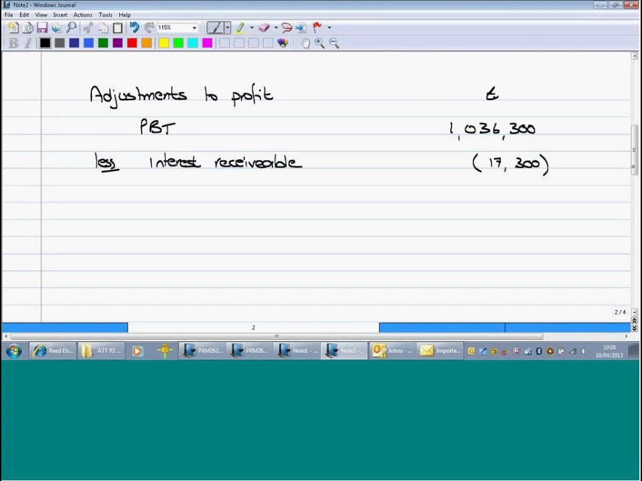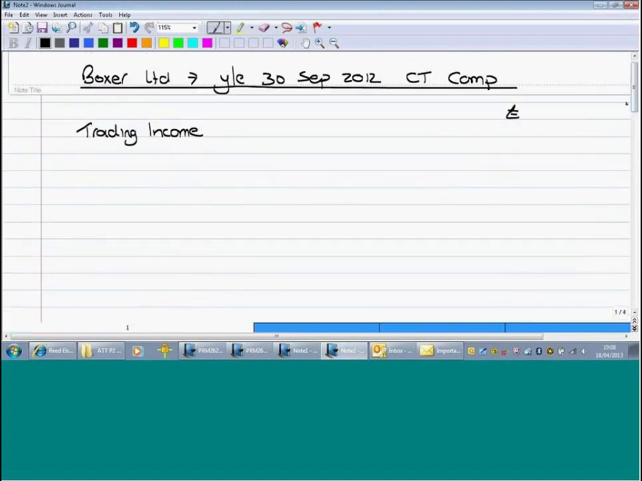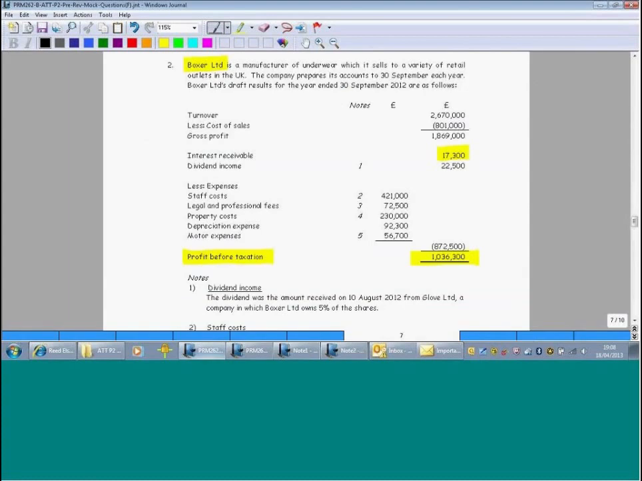But at the same time, I'm going to go to my CT comp pro forma that I've already set up, and I'm going to have a line there saying non-trading profit from loan relationships. And on the face of the CT comp, in brackets, I'm going to put £17,300. And the reason for that is I don't yet know if I'm going to have any non-trading deficits from loan relationships. In other words, any interest expense on non-trading loans that I've got to deduct from that. So I'm going to tick that off. I've dealt with it. Next, dividend income, £22,500.